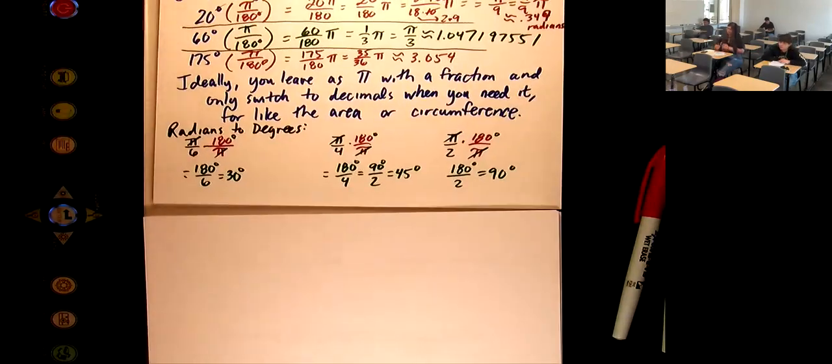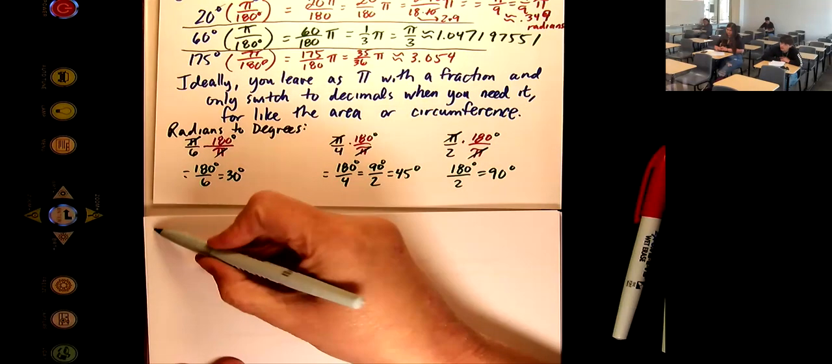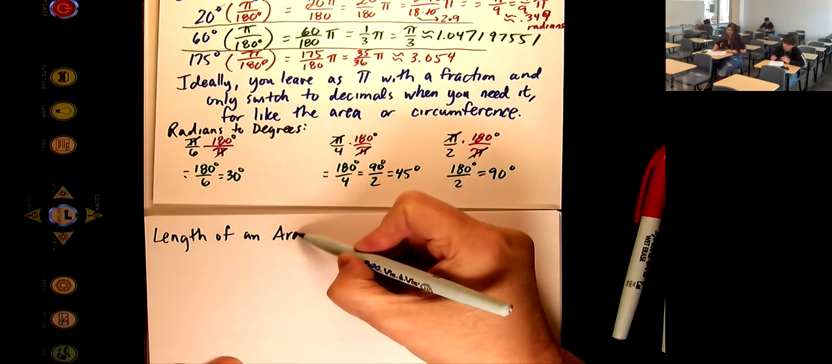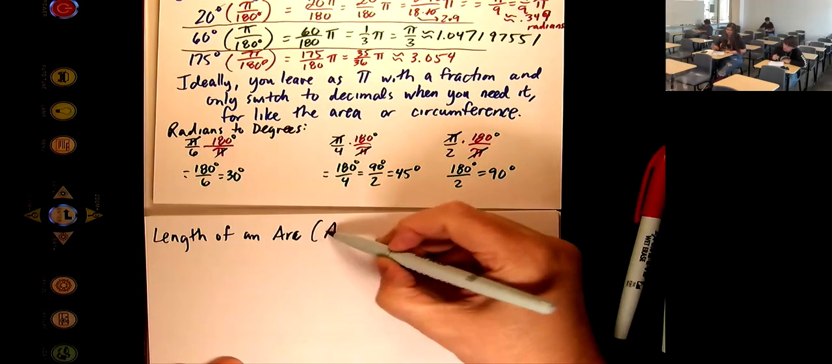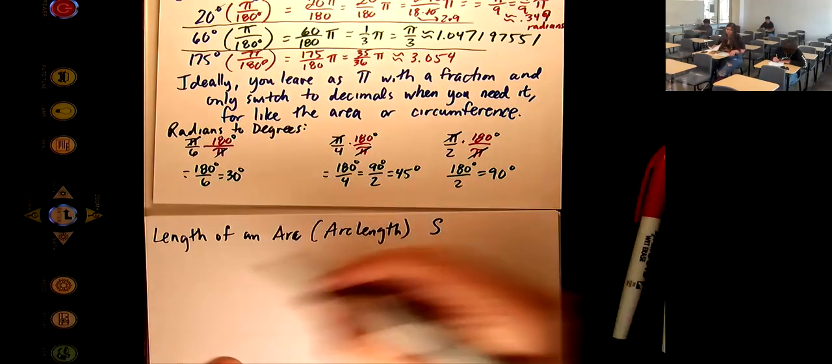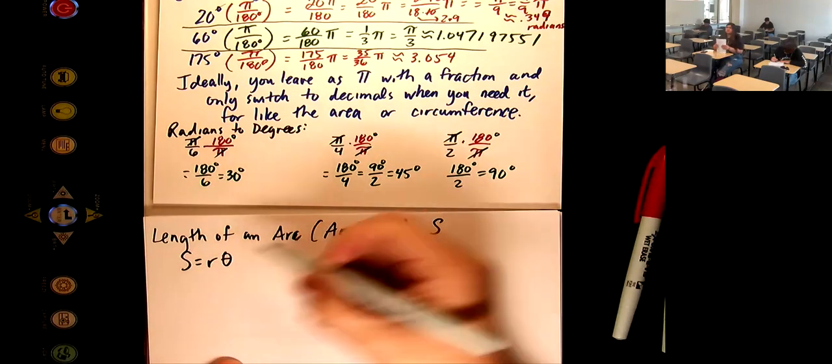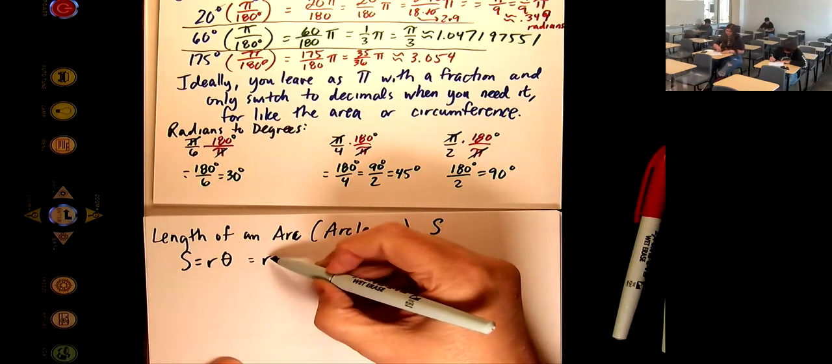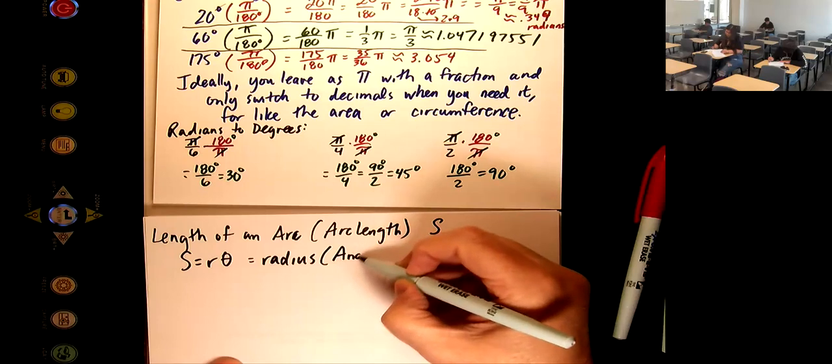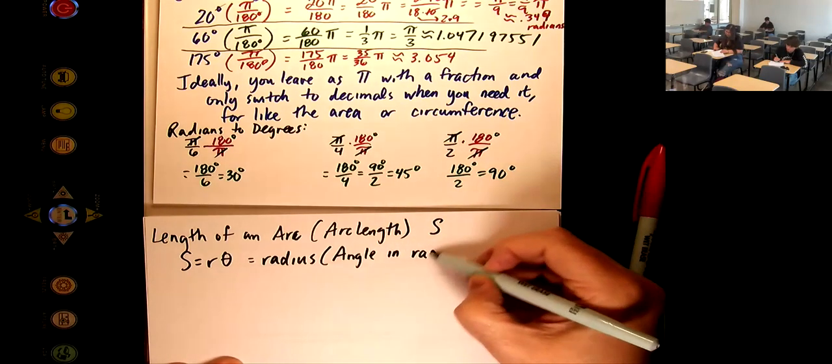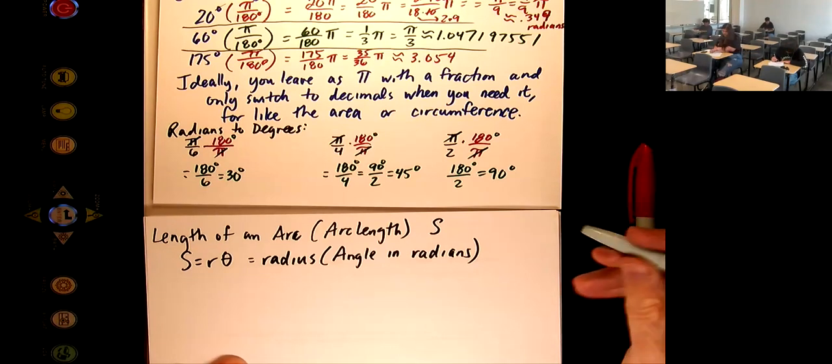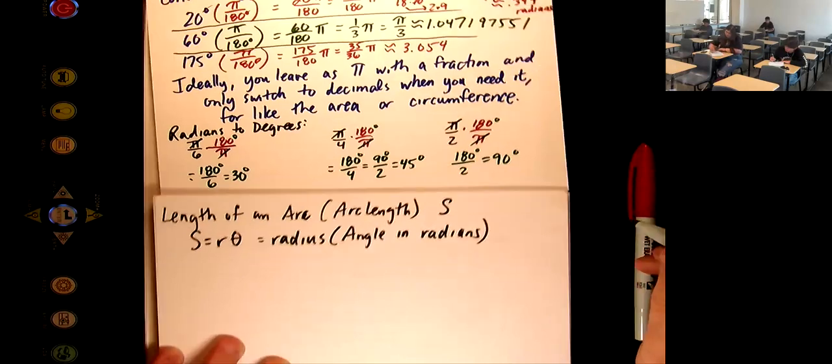Well, it turns out we showed the picture of the arc, the length of an arc, usually called arc length, goes by the letter S. And S equals R theta: radius times the angle in radians. If you have it in degrees, it doesn't work. It doesn't give you the right value in degrees.